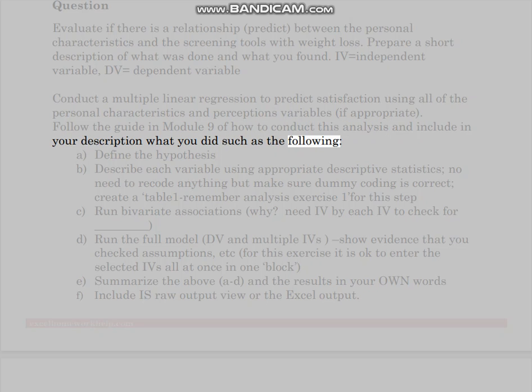such as the following. A. Define the hypothesis. B. Describe each variable using appropriate descriptive statistics. No need to recode anything, but make sure dummy coding is correct. Create a Table 1. Remember Analysis Exercise 1 for this step. C. Run bivariate associations.